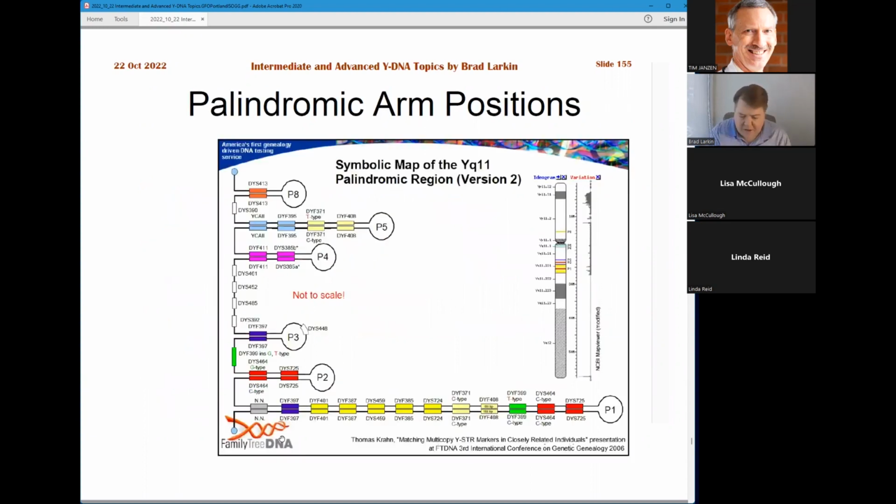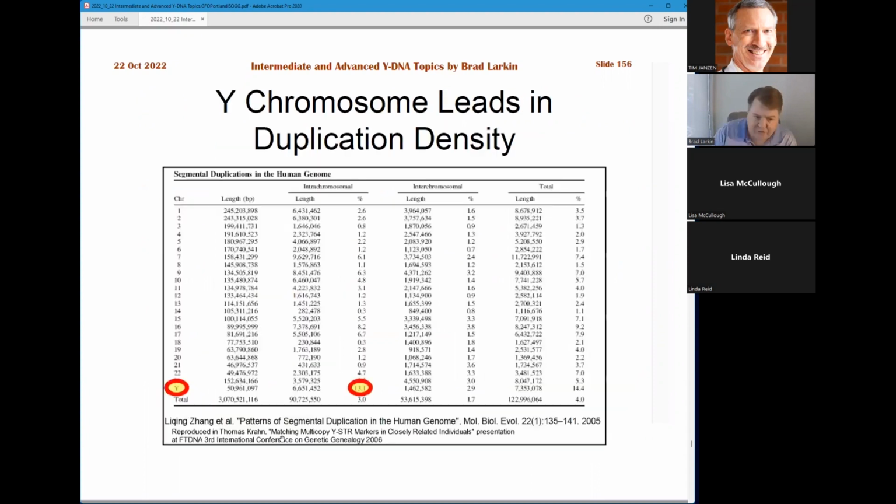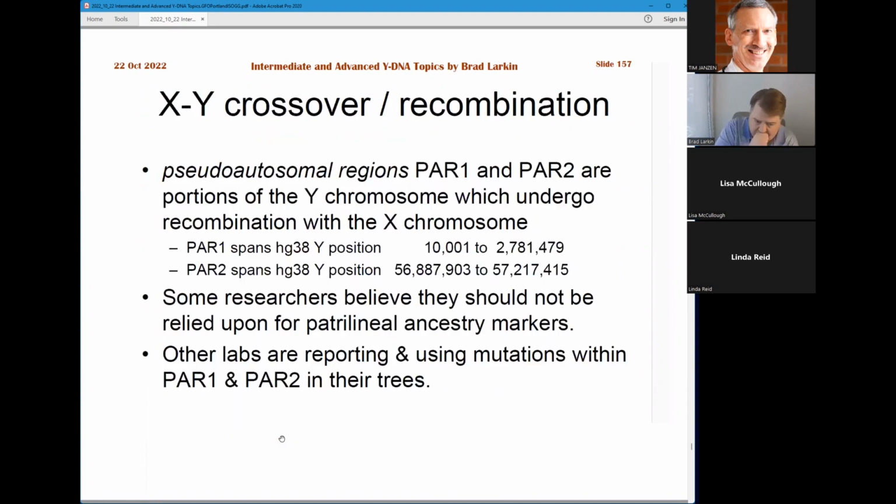This is kind of a nice ideogram that Thomas Krahn did some years ago about palindromic arms on the Y chromosome. He also noted from a study that the Y chromosome has more palindromes than any other chromosome. For instance, chromosome 1 was estimated to have 2.6% of its length in palindromes, chromosome Y 13%. It's part of why the Y is so challenging.